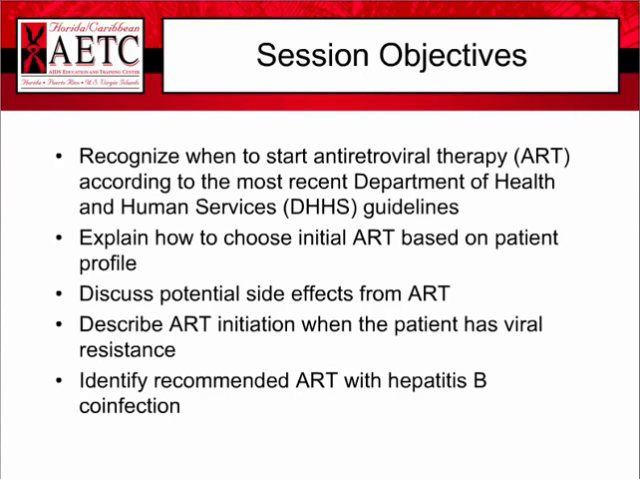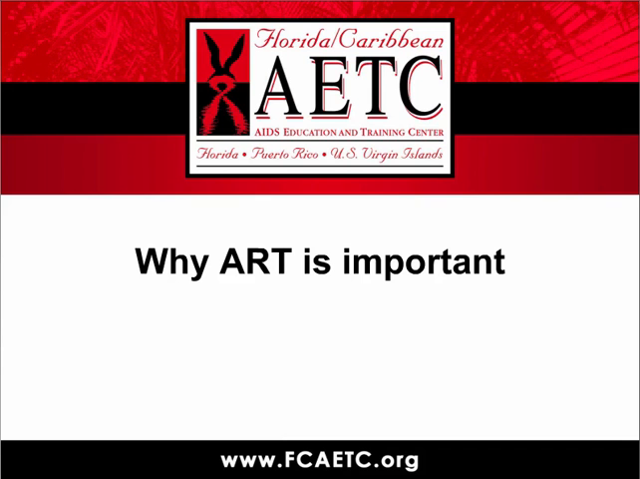We'd like to go over a couple of objectives today. I noticed many of you are coming from health departments, so I'm going to tailor my talk a little bit towards that. But today we'd like to recognize when to start antiretroviral therapy according to the most recent Department of Health and Human Services guidelines. Secondly, we'd like to explain how to choose your initial ART based on patient profile. For the third, we'd like to discuss potential side effects from any antiretroviral therapy. Next, we'll describe ART initiation when the patient has viral resistance. And lastly, we'll identify a recommended ART with hepatitis B co-infection.